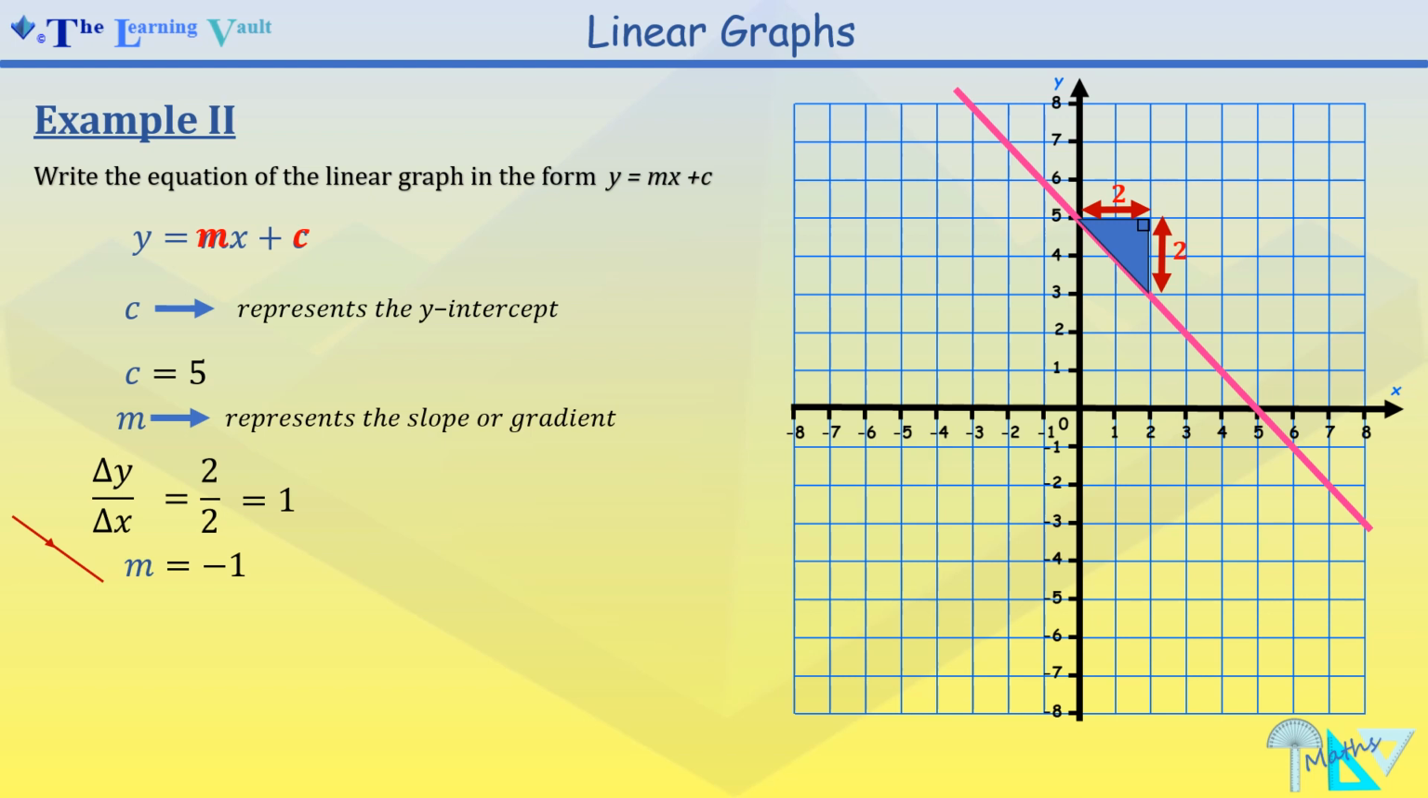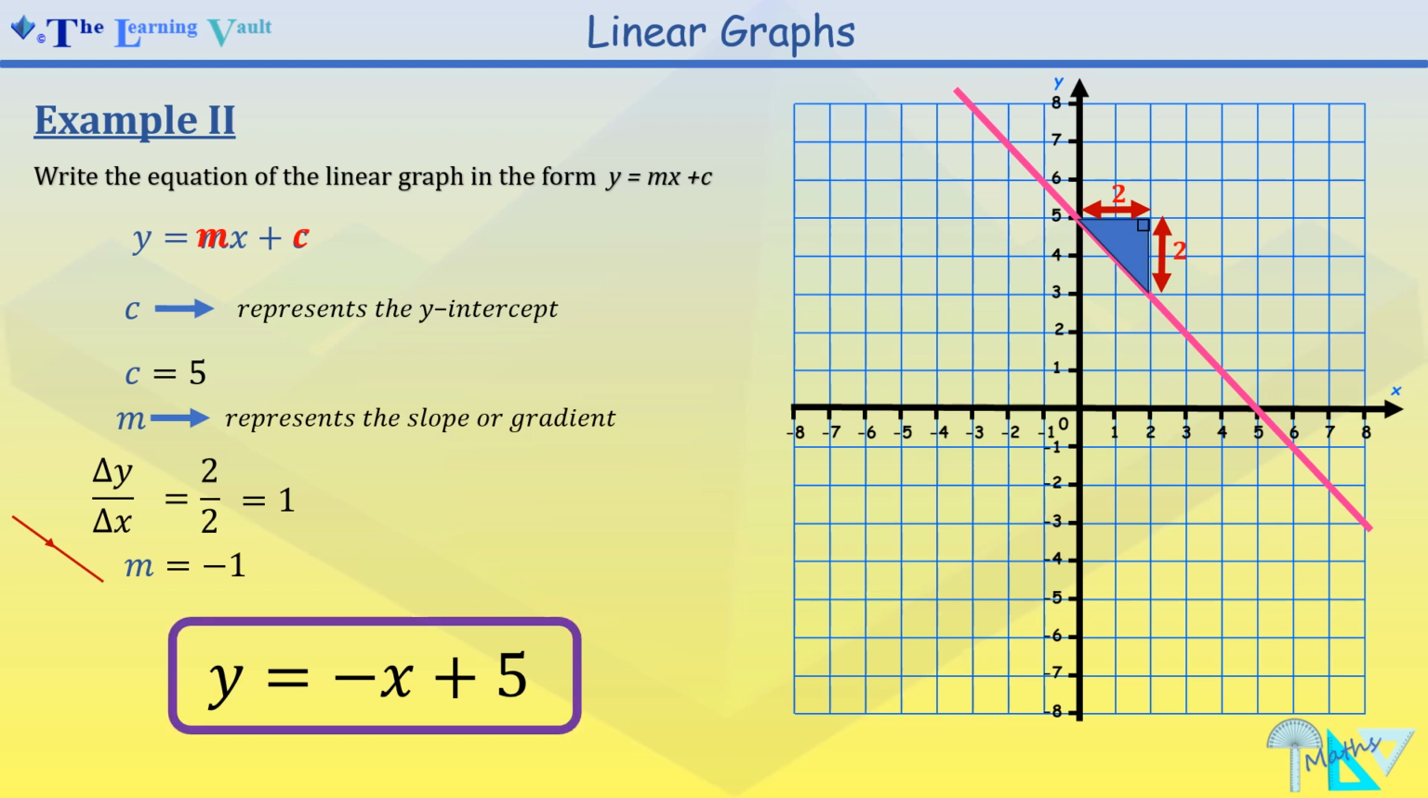So the equation of this linear graph is y equals minus x plus 5. And finally, we can label our graph.